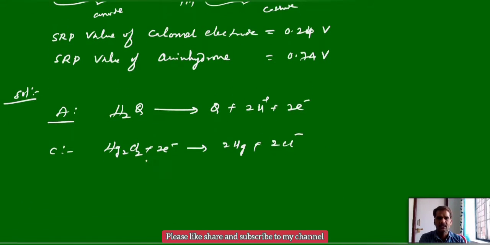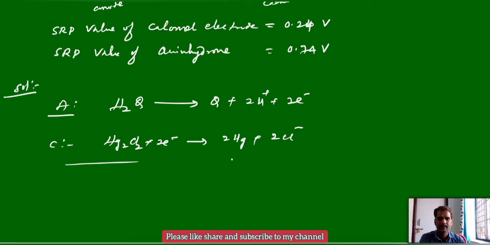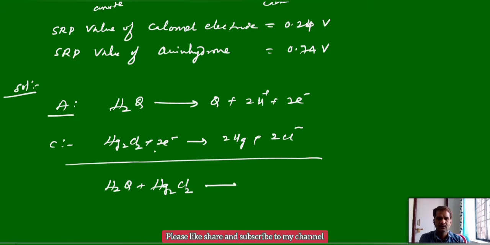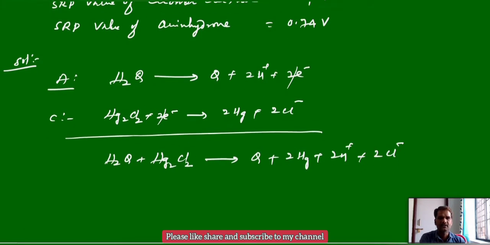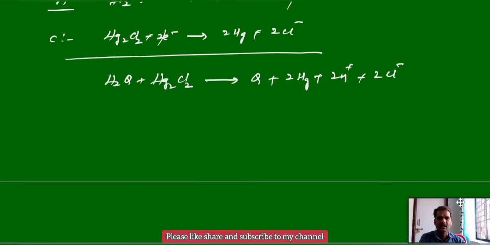And if you take overall cell reaction here, H2Q plus Hg2Cl2 can give, anyhow 2 electrons will cancel out, Q plus 2Hg plus 2H plus 2Cl minus. This is the overall cell reaction. For this we have to calculate the E cell value. Now you apply the Nernst equation here.